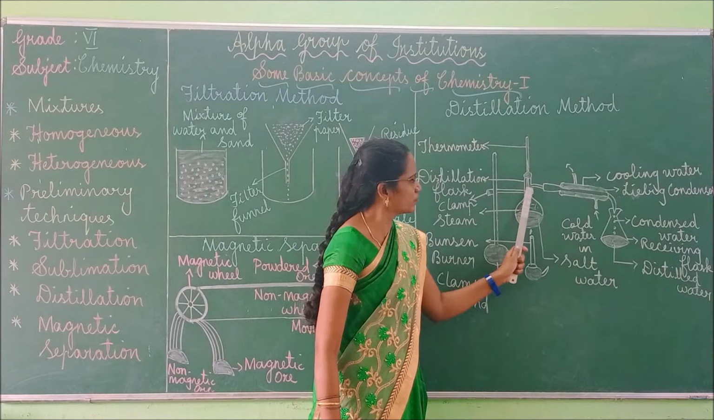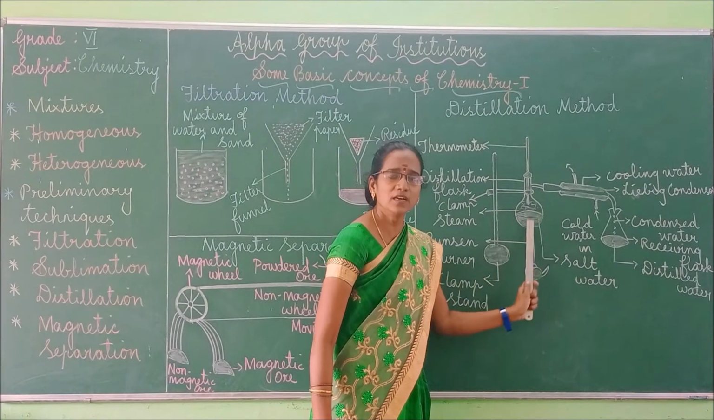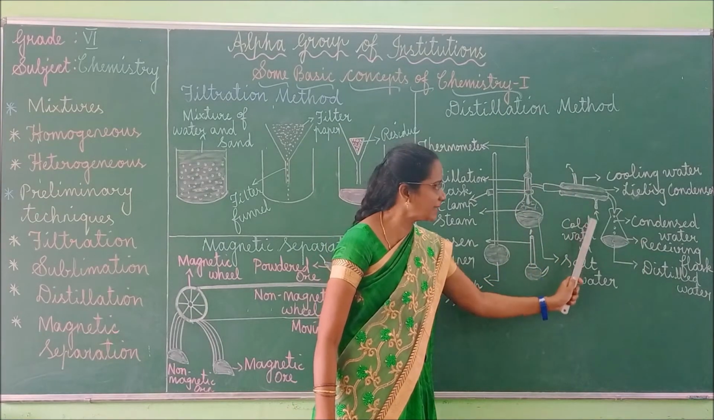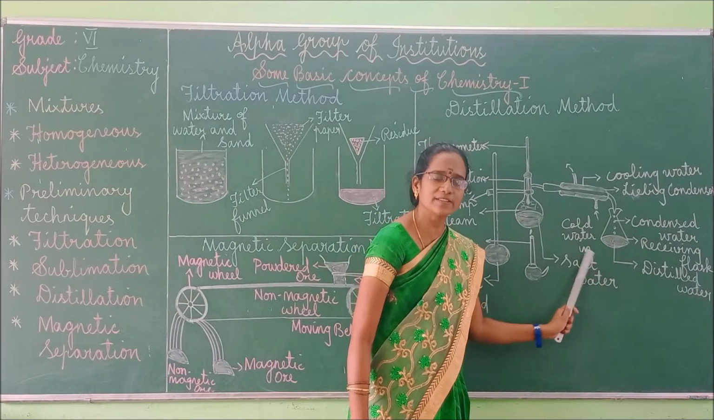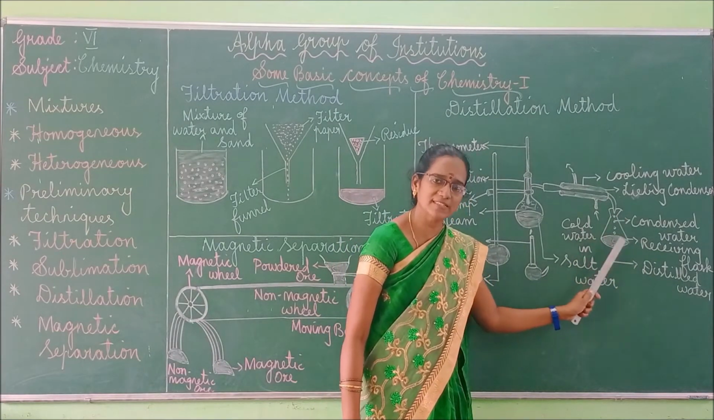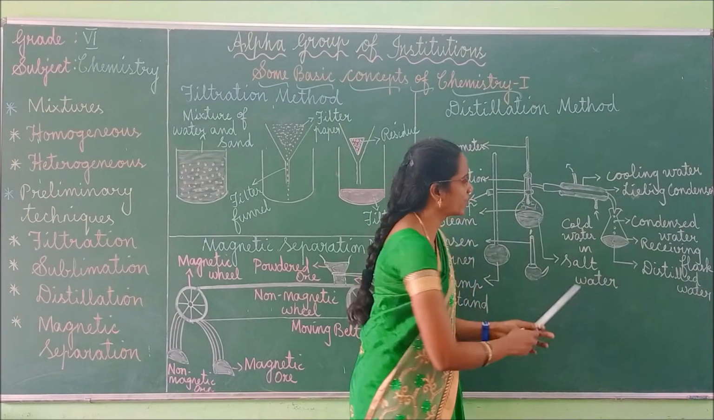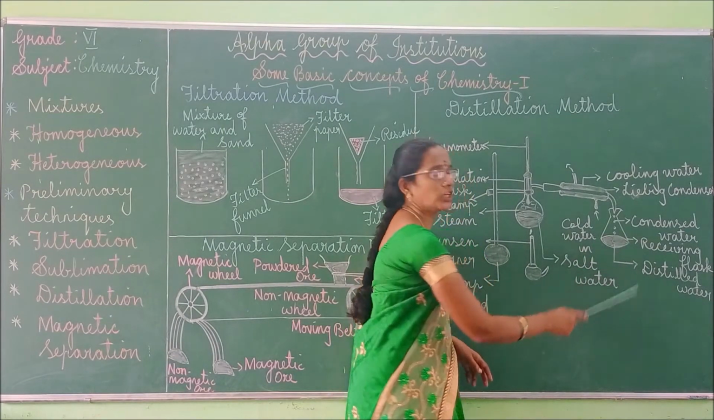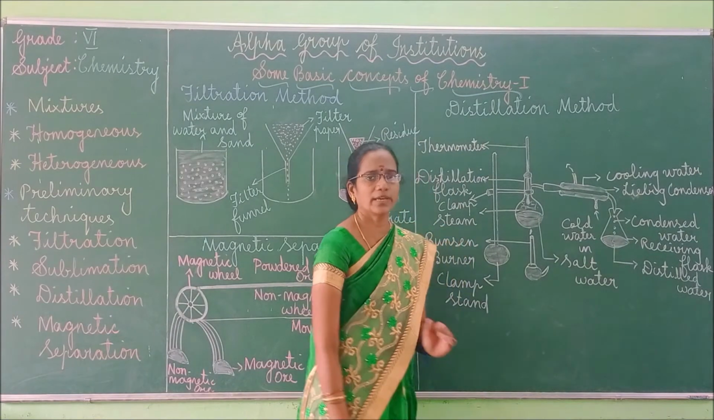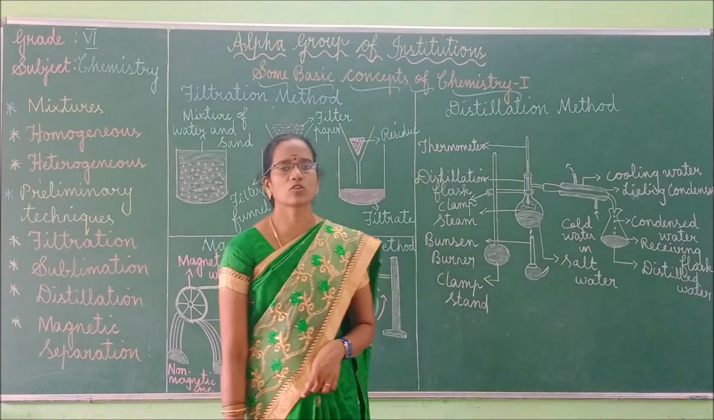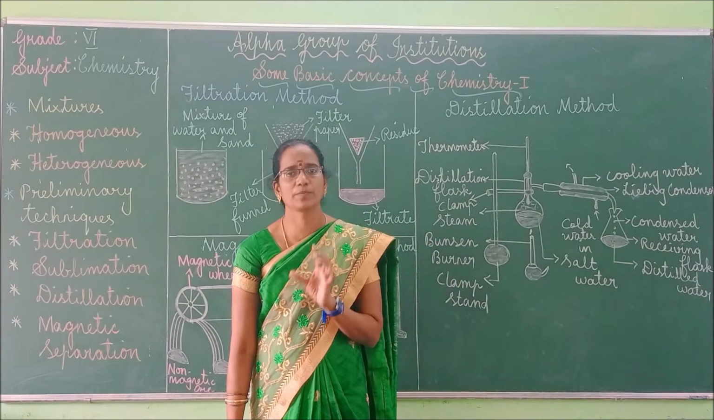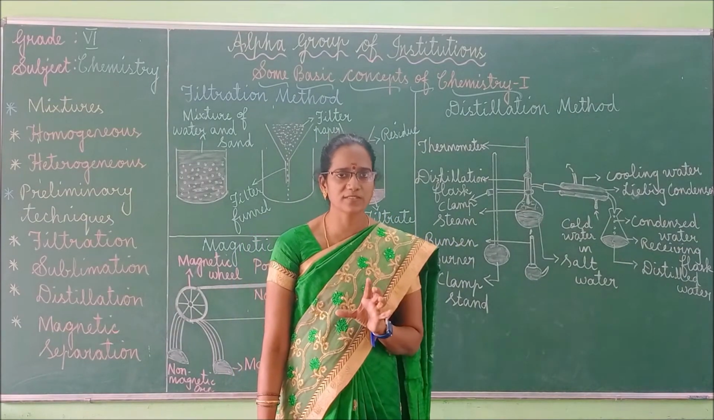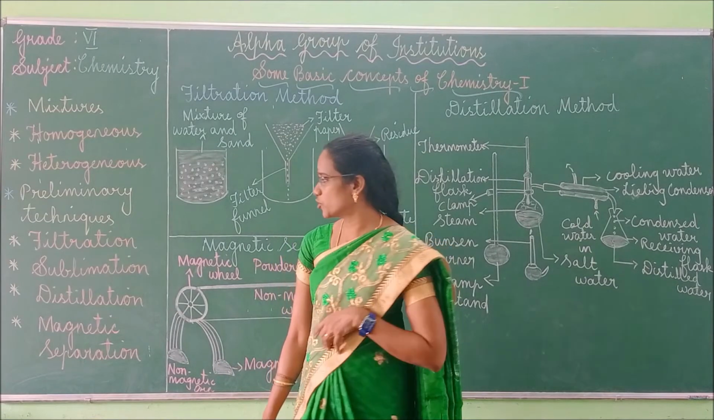Salt and water is mixed now. By using this condenser, this salt water is condensed and changes into liquid. This condensed water is received in this receiving flask or conical flask. Here we get the pure distilled water. The distillation method will also come under the 2 mark question: define distillation method or define distillation process. So that concept you should remember.